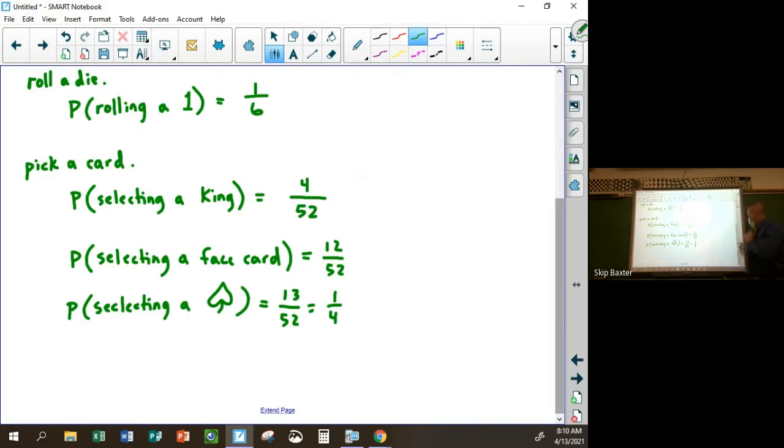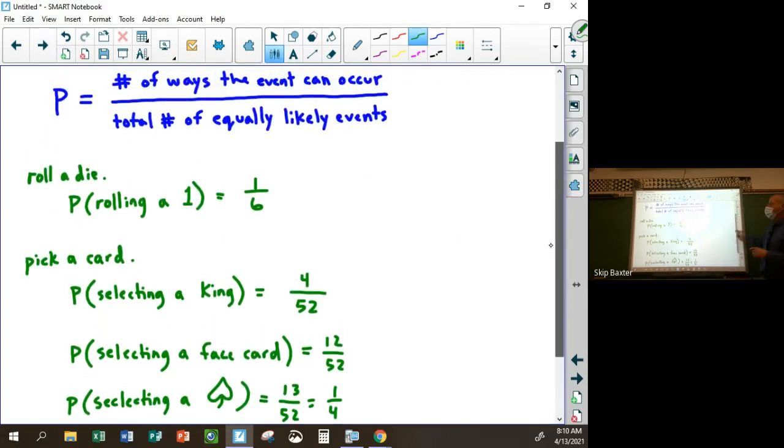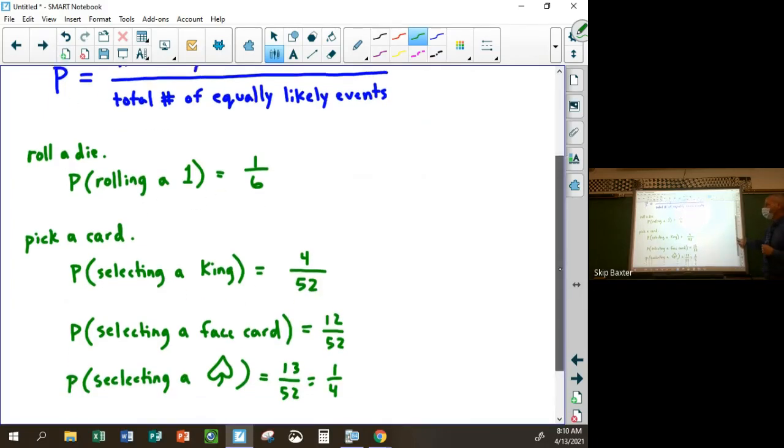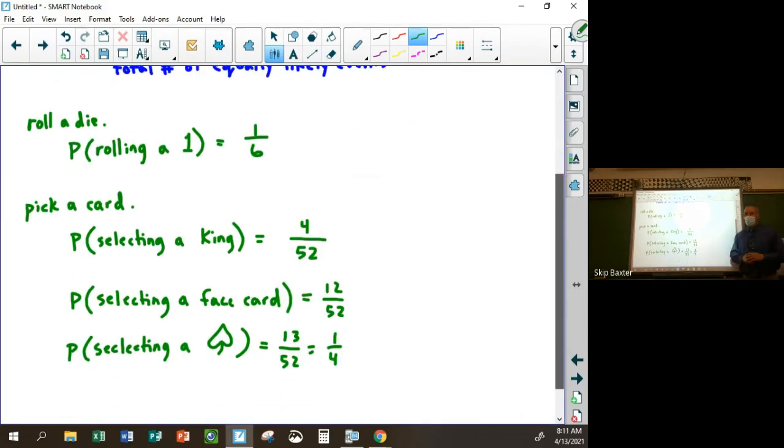So in general, this is how you calculate probability, right? It's the number of ways that the event can occur divided by the total number of equally likely events. They have to be equally likely events. You can't have one event that's more likely to occur and use this formula. It's a little more complicated than that, okay? But this is generally the way that it works.